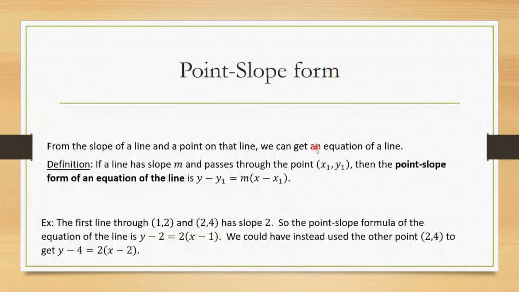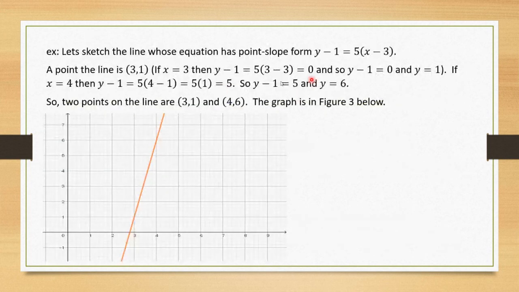But really, if you went back to the formal definition, it's really just by looking at the equation. Here's our x, here's our y coordinate, and x1 and y1 are numbers here. So in this case, they're 3 and 1.